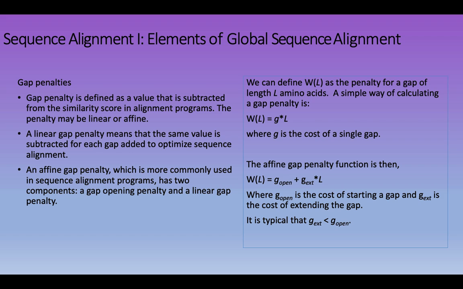And so a linear gap penalty means that basically the same value is subtracted for each gap added to an optimized sequence. So every time I add in a dash, I subtract the same amount. An affine gap penalty means that the penalty has two components to it. There's one penalty for opening a gap, and there's another penalty for extending a gap. So, in that case, it might be more costly or harder to open a gap than it is to extend one. So there's different ways of scoring that. You can see an example of this over here on the right.